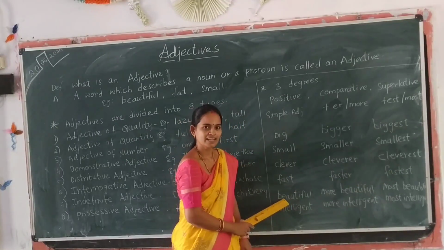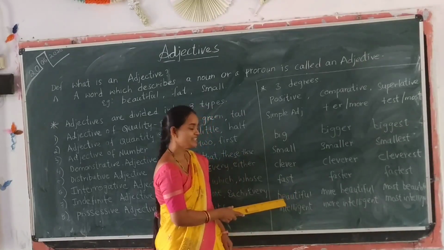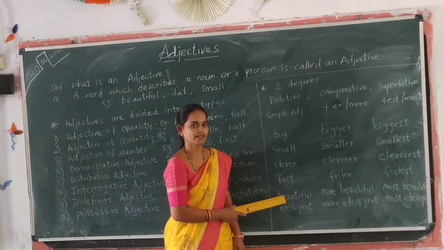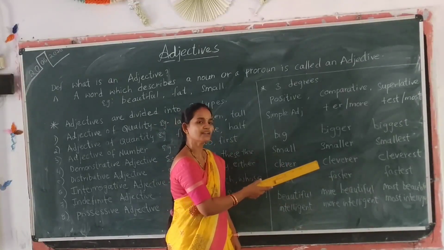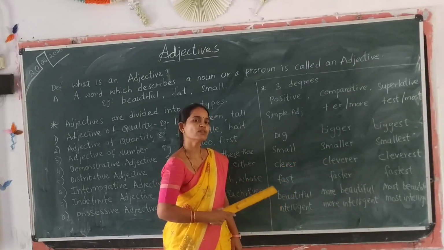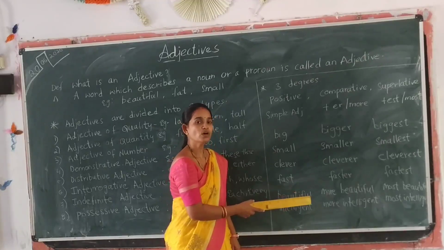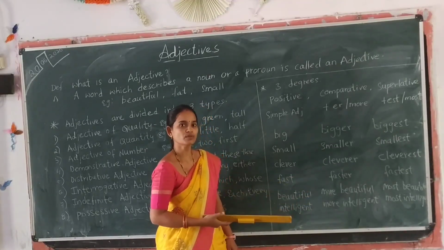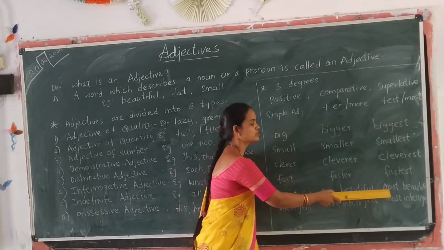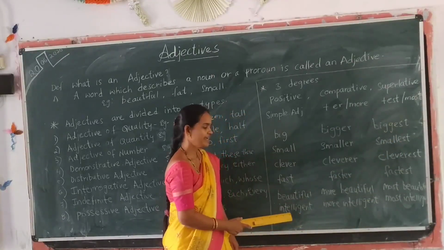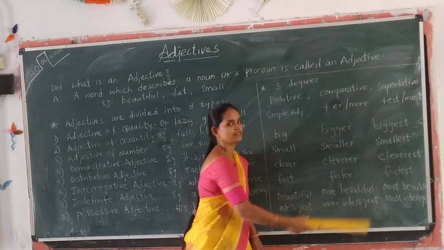Beautiful, can we say beautifuler? No, you cannot say beautifuler, because it is a three-syllable word. When there are one or two syllables, we can add er or est. When it is more than two syllables, we have to go with more or most. That's why here beautiful became more beautiful, most beautiful. Like that, intelligent became more intelligent and most intelligent.